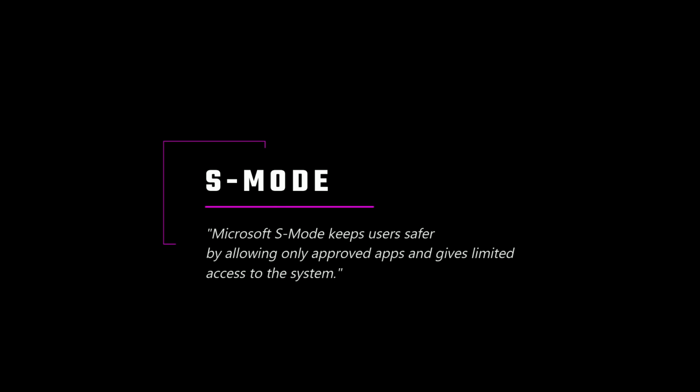So according to Microsoft, and I'm quoting, "Windows S Mode keeps users safer by allowing only approved apps and gives limited access to the system." Wait a minute, limited access to your own computer? Yes. So is S Mode really that bad? Well, yes and no. Let me explain. While Windows S Mode does limit what you can do on your own computer, in theory, it does make it safer and actually perform a little bit better.